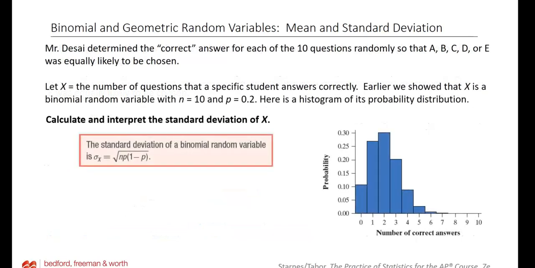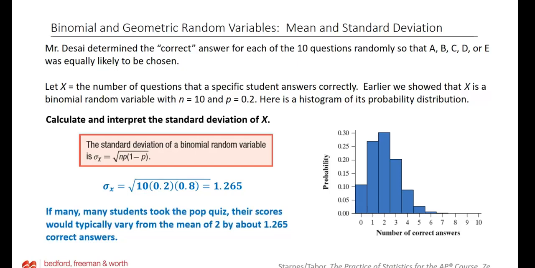Calculate, interpret the standard deviation. Remember, the formula is square root of n times p times q. So in this case, it'd be square root of 10 times 0.2, which is 2, times 0.8, and then the square root of that. You type into your calculator, you get 1.265. It says interpret, so that means if many students took the pop quiz, their scores would typically vary from the mean by about 1.265 correct answers. And you can see they're about 1 or 2 away from the mean in general.